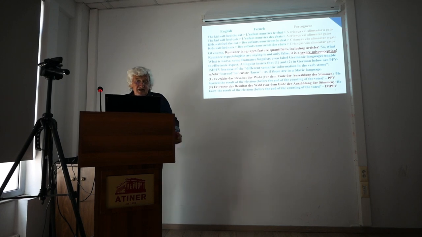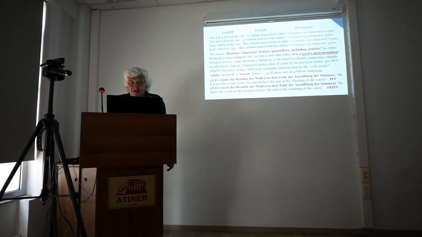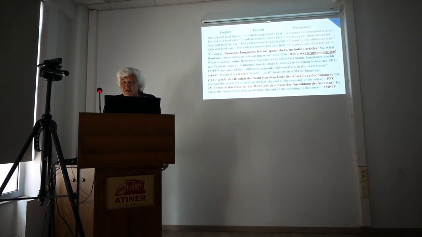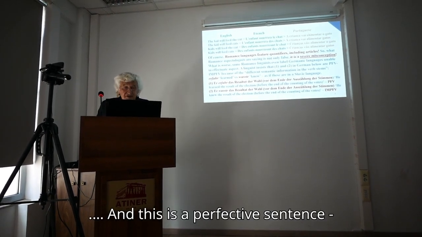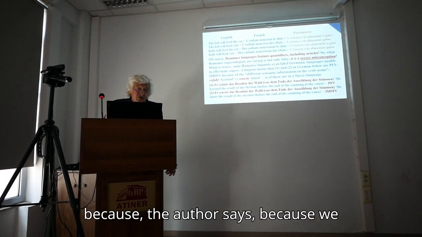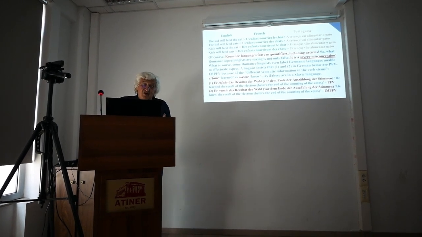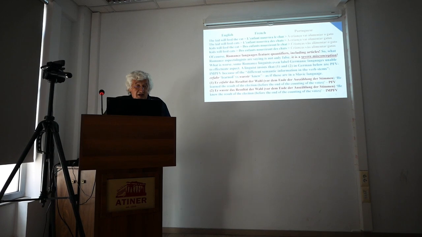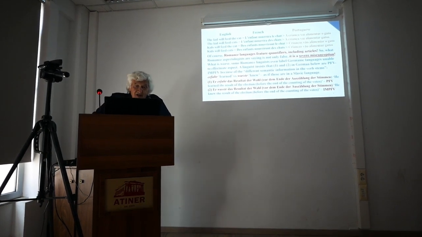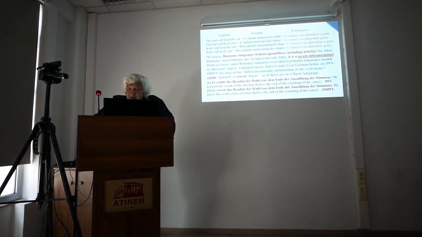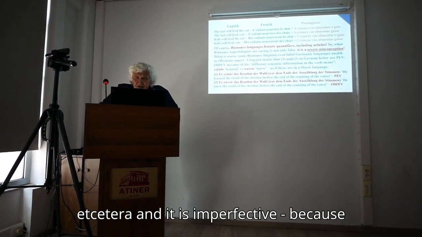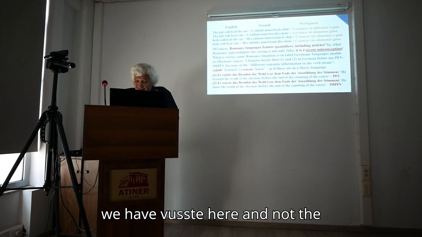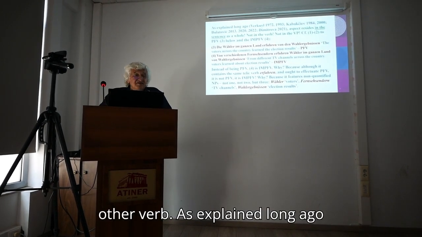The first sentence is "erfuhr das Resultat der Wahl vor dem Ende der Auszählung der Stimmen," which means he learned the result of the election before the end of the counting of the votes, and this is a perfective sentence because, the author says, we have erfuhr here, learned. And if we have "wusste das Resultat der Wahl vor dem Ende der Auszählung der Stimmen," this means he knew the result of the election, etc., and it is imperfective because we have wusste here and not the other one.